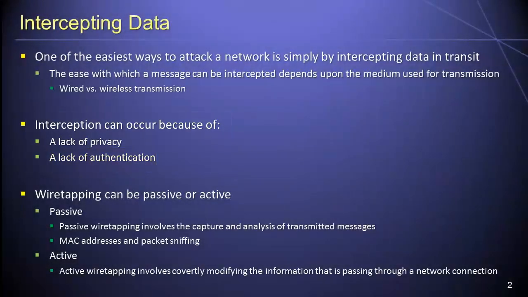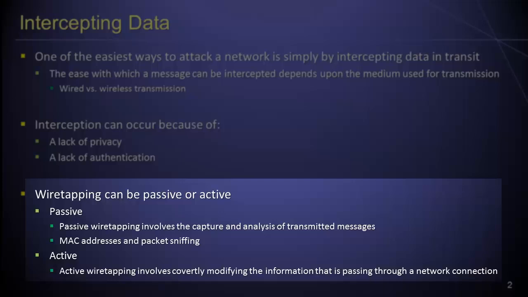Finally, it is important to understand that wiretapping can be either a passive activity or an active activity. Passive wiretapping is akin to eavesdropping on a conversation and involves capturing and analyzing messages while they are in transit. Although passive wiretapping might be used to maliciously snoop on the contents of a message, for example through the use of packet sniffing software, it can also be used to gather data on who is communicating with whom, for example by capturing the MAC addresses of the sender and receiver.